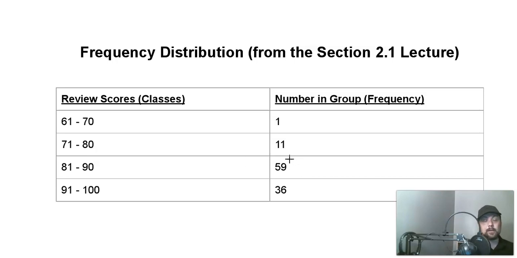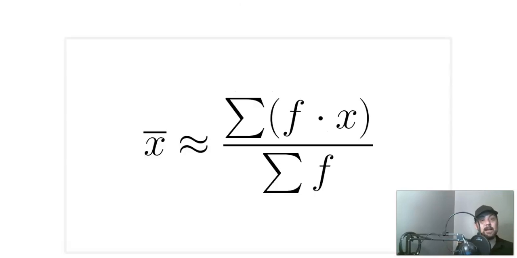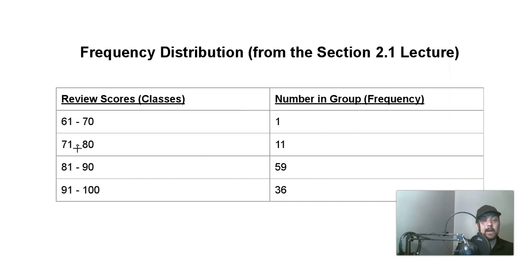Same thing for the next one. There's 59 data values between 81 and 90, but I don't know exactly what those data values are. So if you ask me to find the mean of a frequency distribution, that's a difficult thing to do because we don't have the data values. So all we can do is estimate, and that's what we're doing here. So I'm going to guess. I don't know what these 11 data values are, so let me guess what they might be.